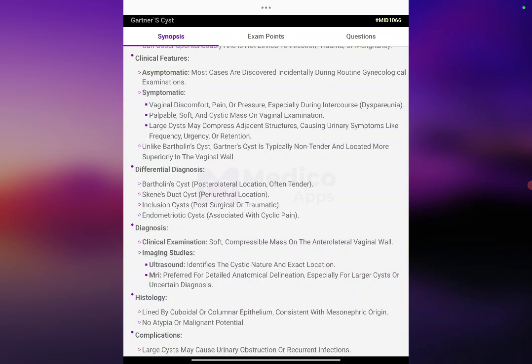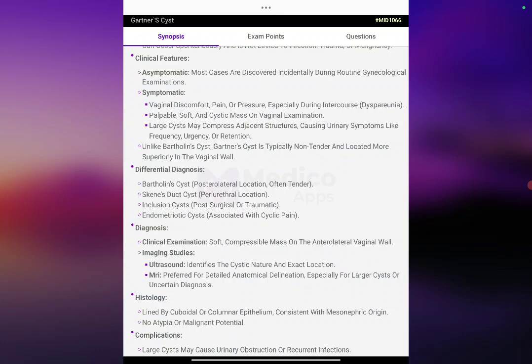Asymptomatic: most cases are discovered incidentally during routine gynecological examination. Symptomatic: vaginal discomfort, pain or pressure, especially during intercourse, dyspareunia, and a palpable, soft, cystic mass on vaginal examination. Large cysts may compress adjacent structures, causing urinary symptoms like frequency, urgency, or retention. Unlike Bartholin cyst, Gartner cyst is typically non-tender and located more superiorly in the vaginal wall.